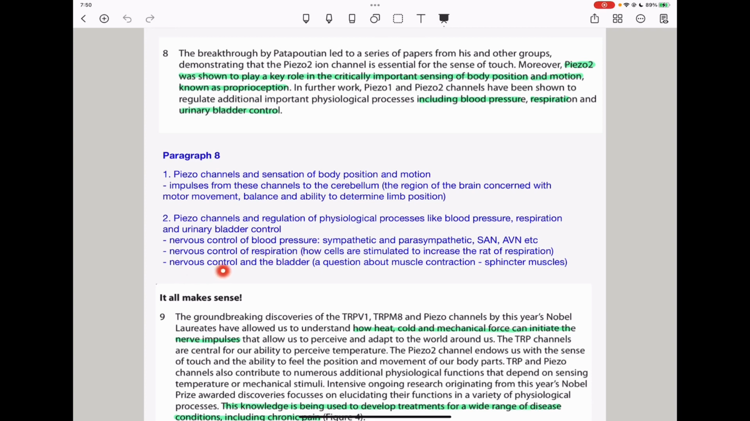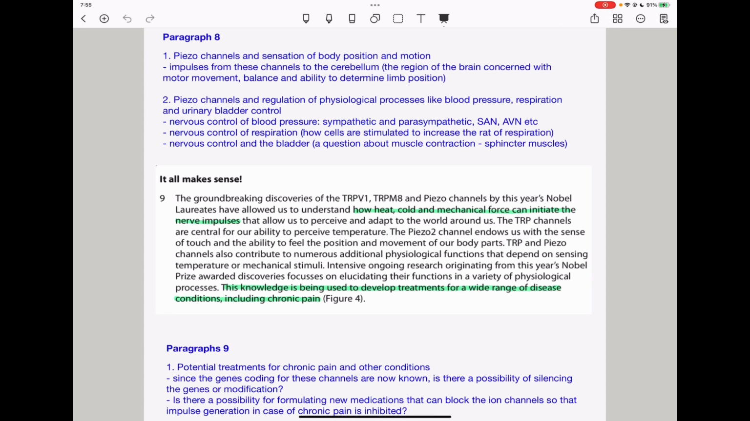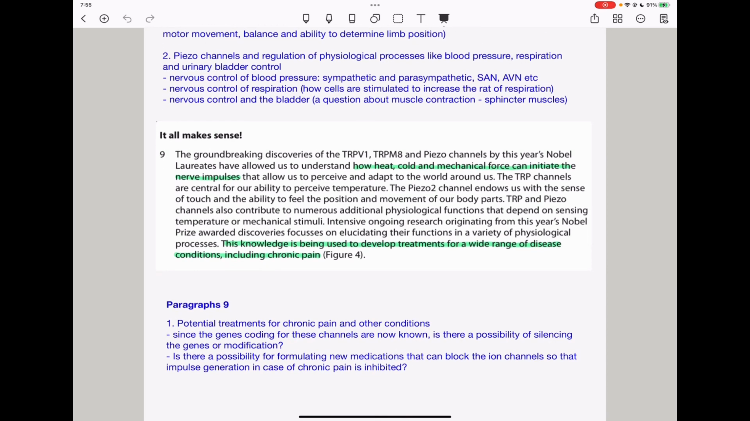And also they could ask about nervous control and the bladder. Remember, the bladder has some specific muscles. Those muscles could be stimulated to either contract or open up in order to let the urine be passed out. So this could be muscular contraction, the sphincter muscles, and so on. In paragraph 9, I read, they say these people who won the Nobel Prize helped them to understand how heat, cold, and mechanical force can initiate the nerve impulse. So this is the stimulation that causes specific cells to be responsive in order to change so that an electric impulse is generated. So we have to look at how a nervous impulse is generated due to the changes that could occur in the membrane of the specific receptor cells.